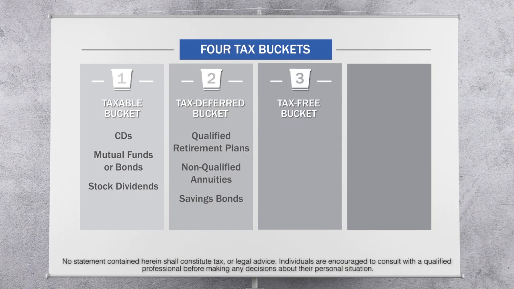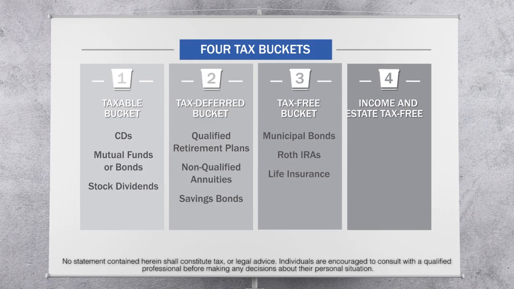The third bucket is your tax-free bucket. There are 3 financial vehicles that are currently tax-free: municipal bonds, Roth IRAs, and properly structured life insurance. Notice, I said properly structured life insurance. Nothing else is tax-free. In fact, municipal bonds are not always tax-free, but for the most part they are. Finally, the fourth bucket is income and estate tax-free. And that's where you get into the charitable trust and other similar arrangements.